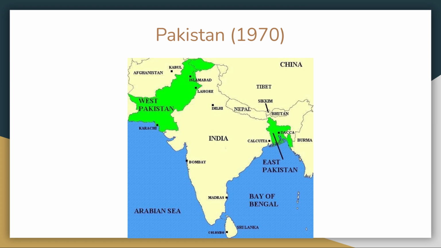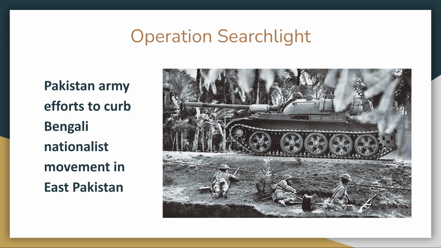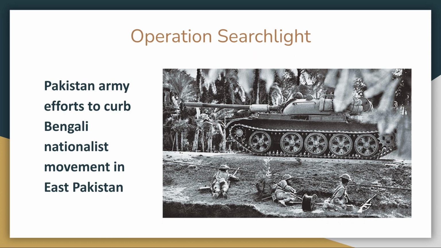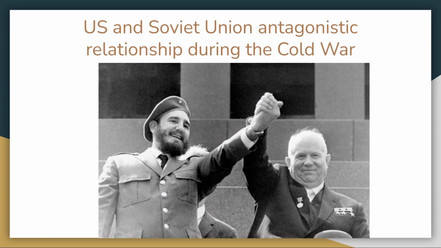So I need to go back to Pakistan in 1970. At that time, Pakistan was split by India. We have West Pakistan, which is what we would consider Pakistan today, and East Pakistan, which is today Bangladesh. Pakistan began what was called Operation Searchlight, in which the army, in an effort to curb Bengali nationalist movement in East Pakistan, went into East Pakistan. But to understand how this would take place and where even these weapons of war came from, we need to step back and look at the Cold War.